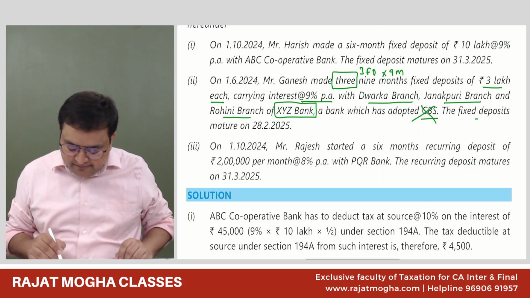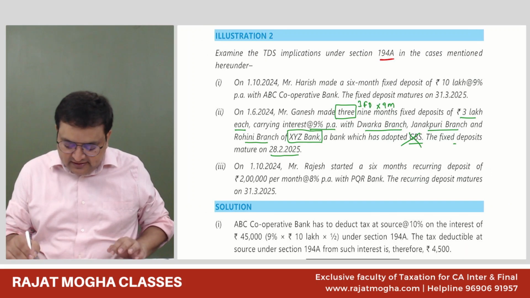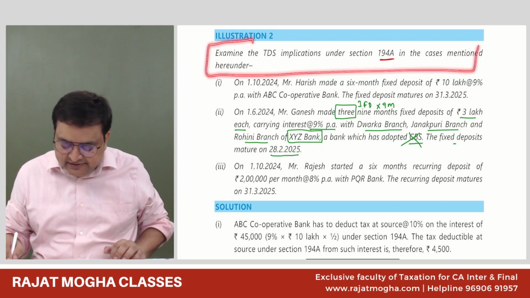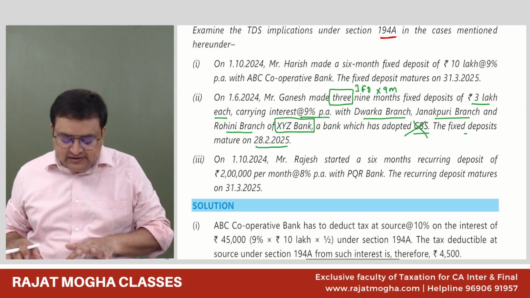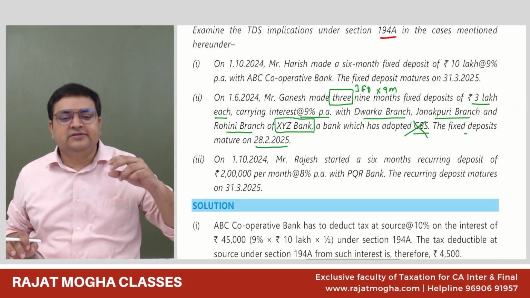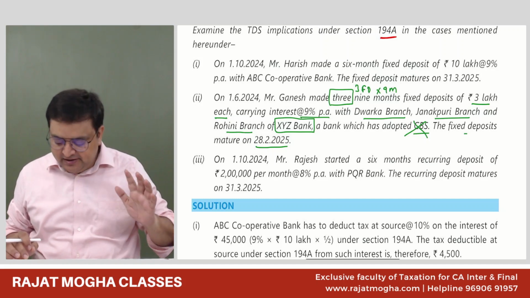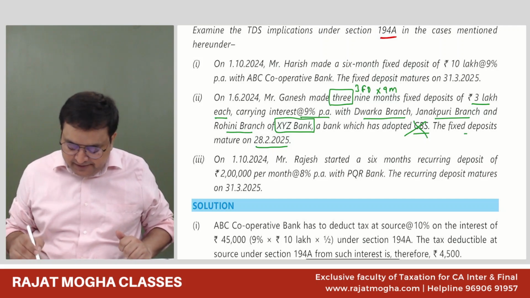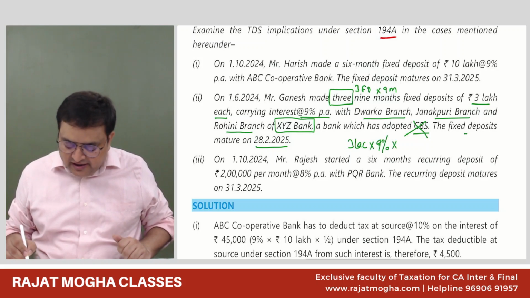So the 3 FDs mature on 28th of February 2025. Now they are asking us to examine the TDS implications under 194A in this scenario. So now we have to see how much interest he is getting. If this interest is not more than 40,000, then no TDS. But if it is more than 40,000, there would be TDS. So 3 lakh is one FD. The rate of interest is 9%, and it is for 9 months. So 9 by 12. How much is it, guys?